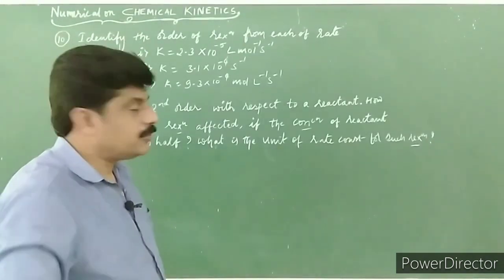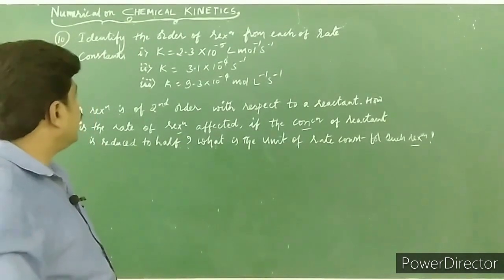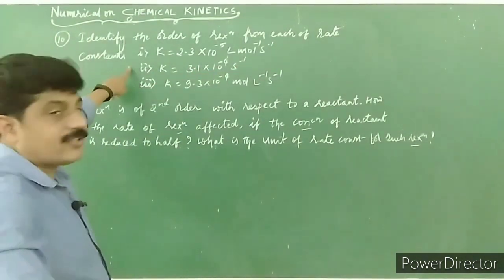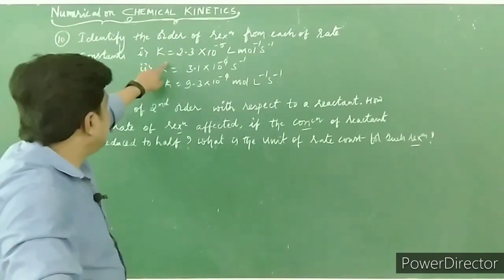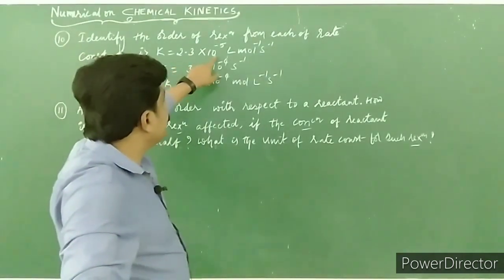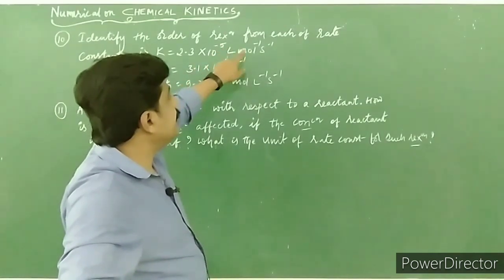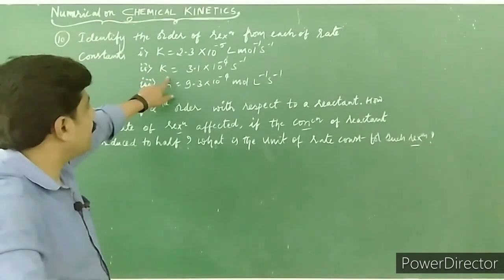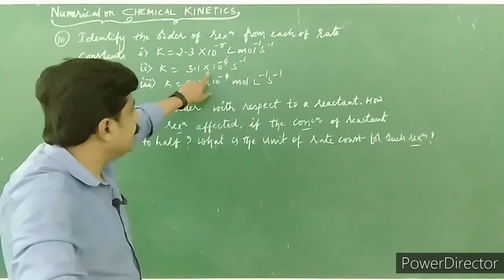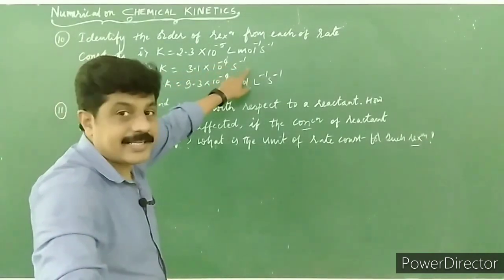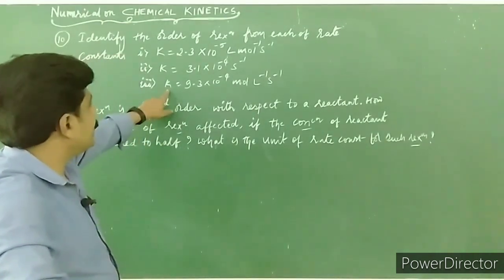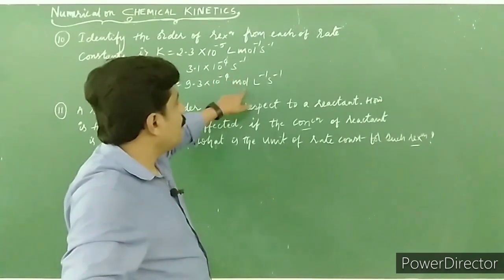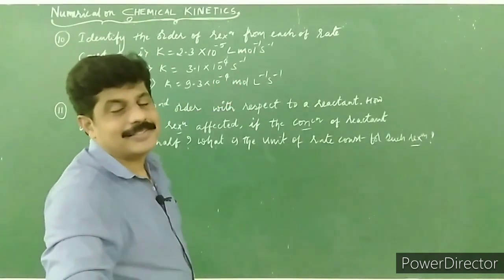Let us take up the next numerical. Identify the order of a reaction from each of the rate constants. K is equal to 2.3 into 10 to the power of minus 5 liter per mole per second. Second one, K is equal to 3.1 into 10 to the power of minus 4 per second. K is equal to 9.3 into 10 to the power of minus 4 mole per liter per second.